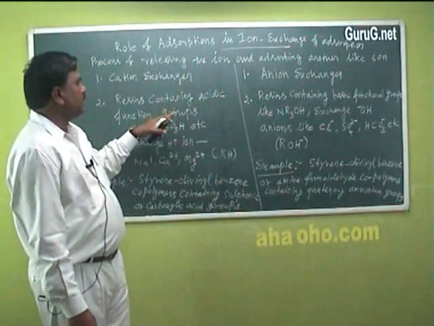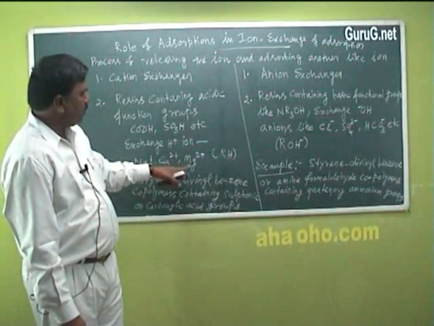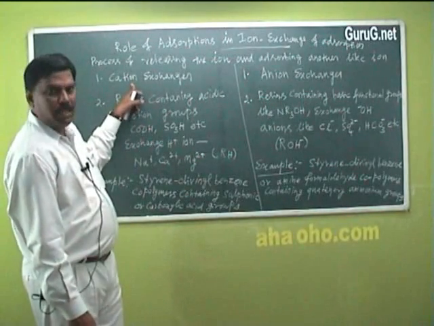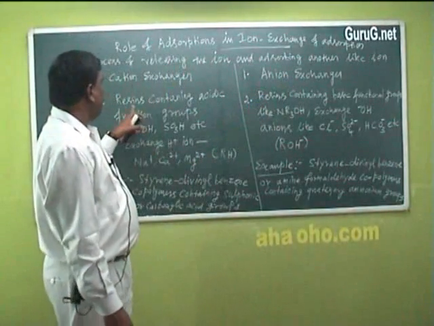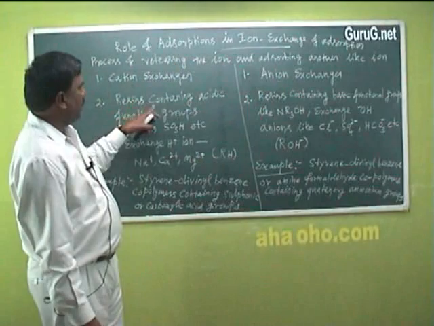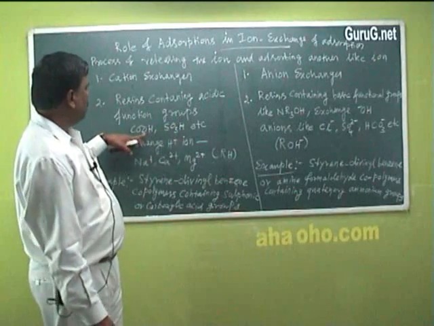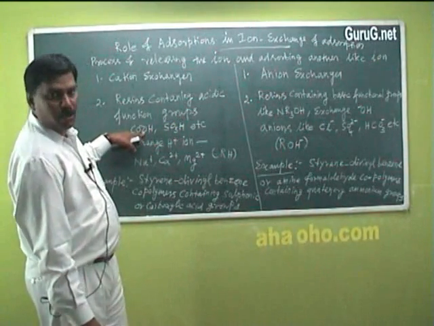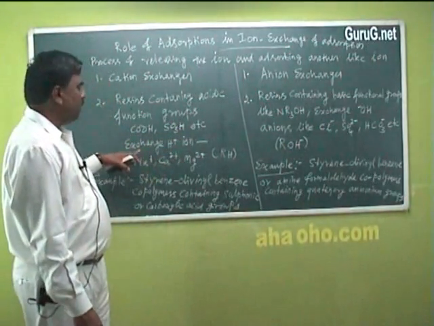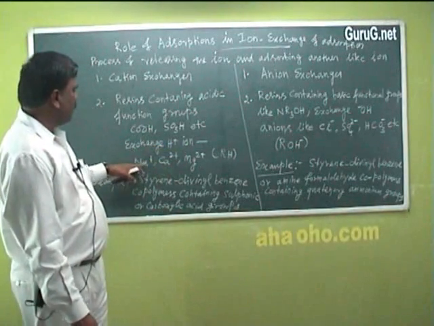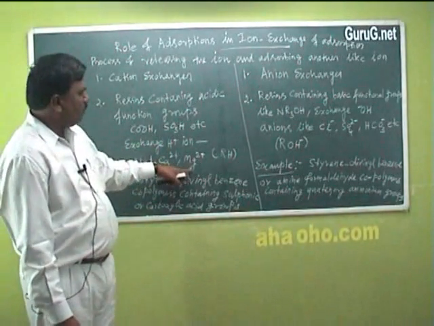For example, Na plus and H plus is replaced with Na plus, Ca2 plus and Mg2 plus. A cation exchanger is one where cations are exchanged. An anion exchanger is one where anions are exchanged. What is a cation exchanger? Polymeric resins containing acidic functional groups, for example the carboxylic acid group COOH and the sulfonic acid group SO3H, exchange the H plus ion with Na plus, Ca2 plus and Mg2 plus ions.